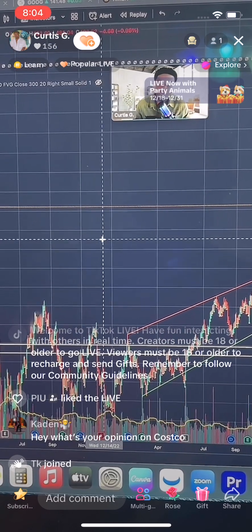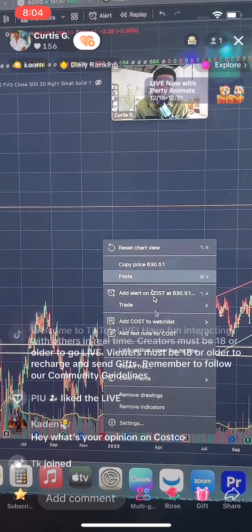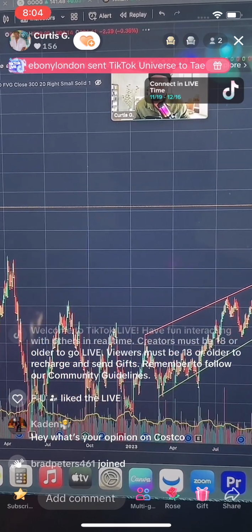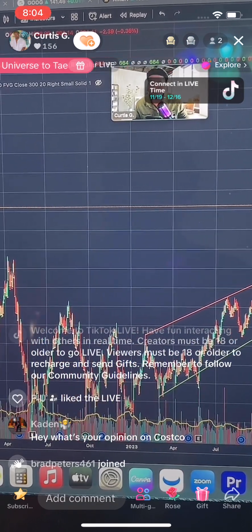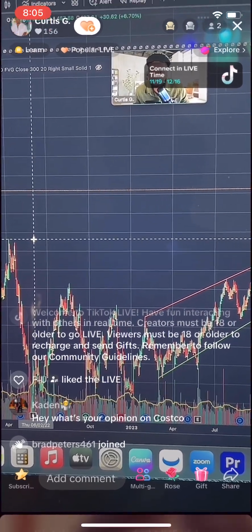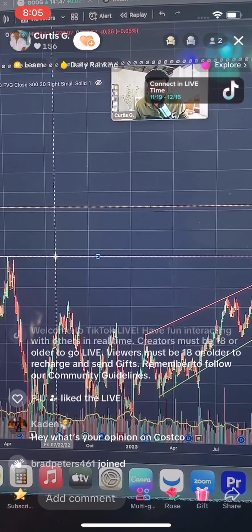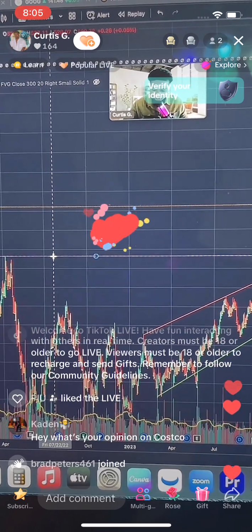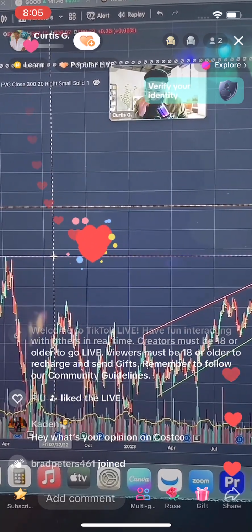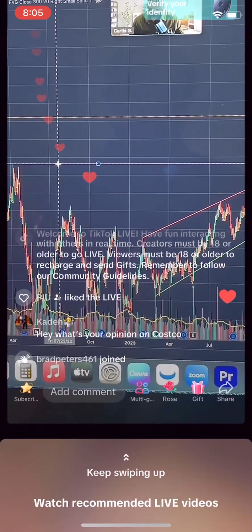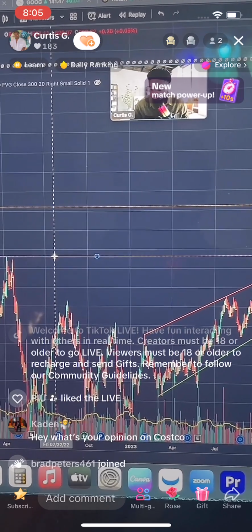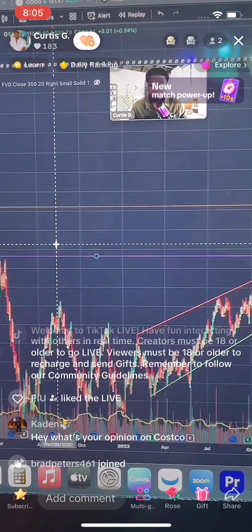First, what I'm going to do is remove any of these previous drawings that I had, and then we're going to start off fresh. So Caden's asking me my opinion on Costco. I hope you're still here, Caden. I didn't see your comment on my regular phone or the phone that I'm live on, but I do see your comment on my other phone. That is crazy that I don't see it like that. That's really bothersome. But Caden, if you're still on, or anybody that's interested, we're talking about Costco right now.